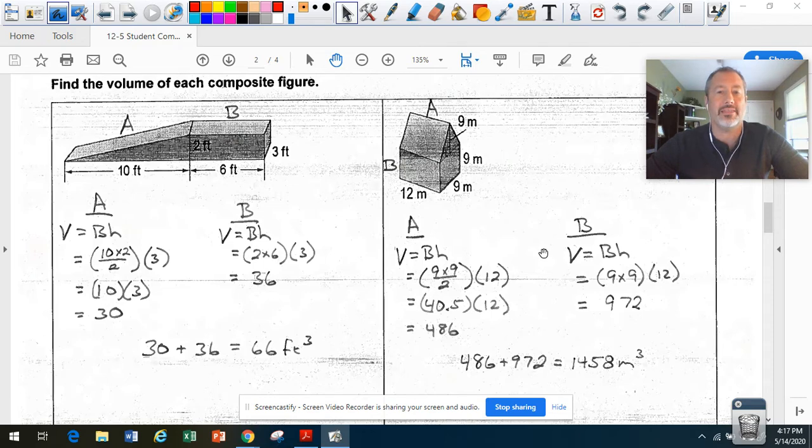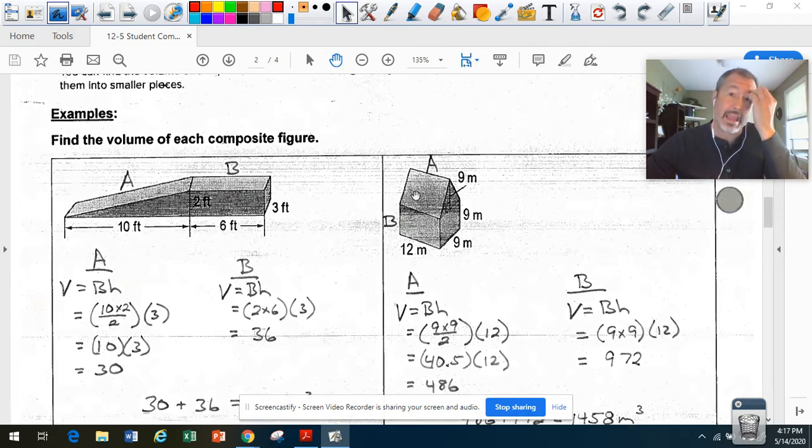Okay, let's look here at the next one. We're going to make A our triangular prism here, and B is going to be our rectangular prism down here. So let's start with our triangular prism first. We got to find the area of the base, the big B. Here's the base of this triangle, and here's the height of this triangle. So we got to divide it by 2. So we take 9 times 9 divided by 2. 81 divided by 2 is 40.5. So the area of this triangle is 40.5.